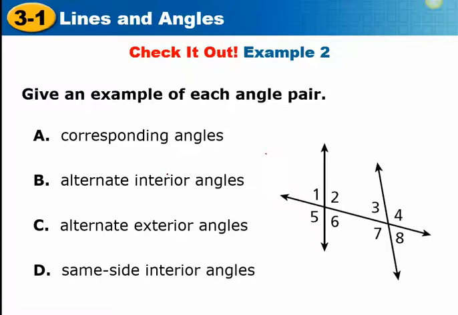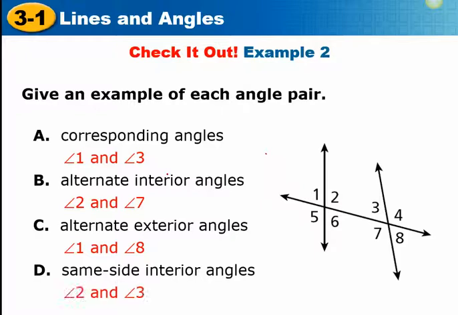An example of corresponding might be angle 1 and 3. An example of alternate interior might be 2 and 7, or you could do 3 and 6. An example of alternate exterior angles might be angle 1 and angle 8, or you could do angle 4 and angle 5. And same side interior would be angle 2 and 3, or angles 6 and 7.